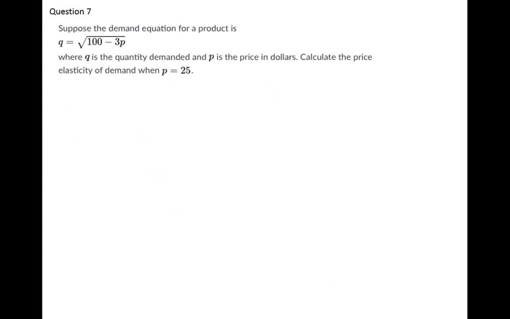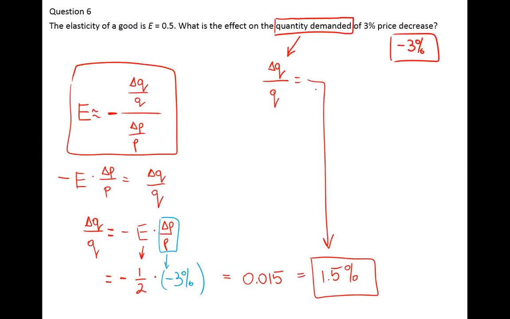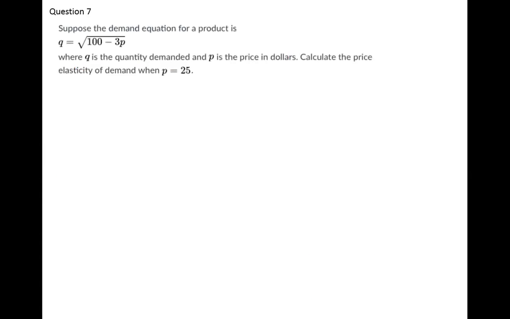Again, please do not try to miss any question. We have to understand and know how to approach. This one will probably be similar. Let's see the scenario. Suppose the demand equation for a product is defined as Q equals the square root of 100 minus 3P, where Q is the quantity demanded and P is the price in dollars. Calculate the price elasticity of demand when P is 25.